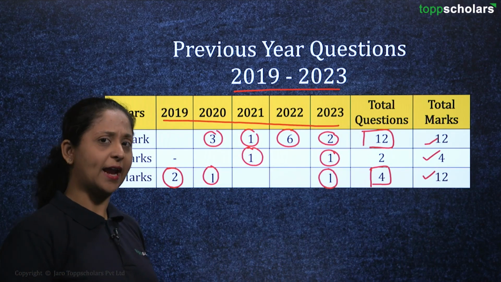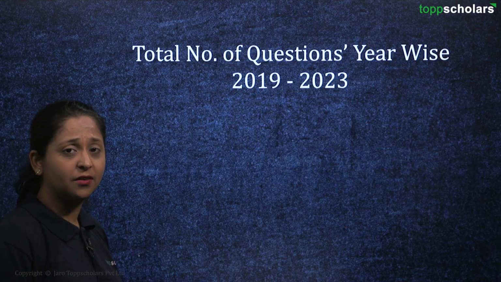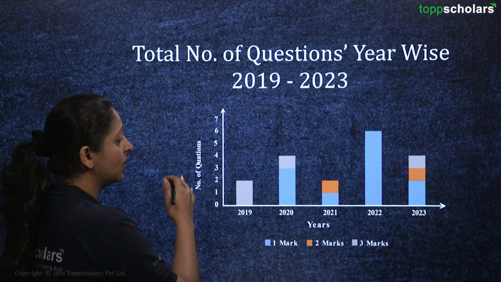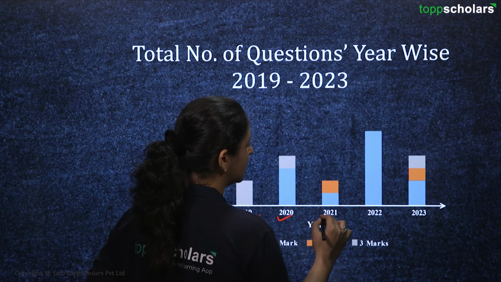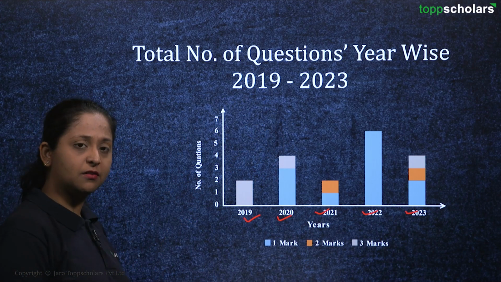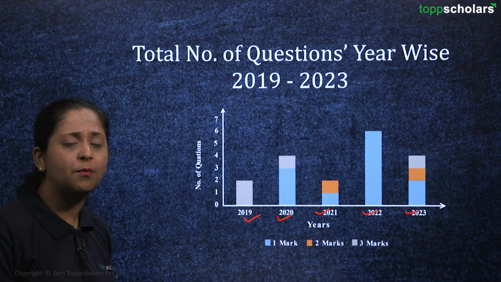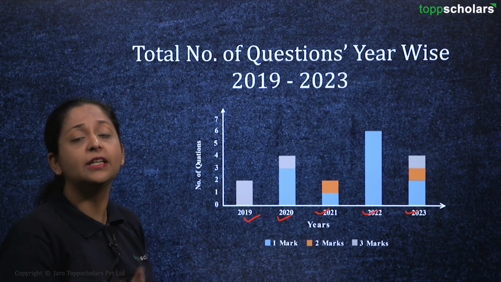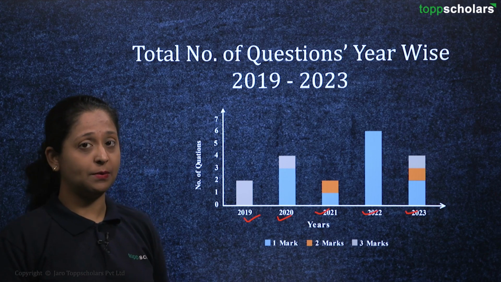This doesn't look very exciting to you, right? But look at this graph here. With this graphical representation, you can understand every year consistently there are questions coming from this topic. Every year you will be getting in some or the other form, be it a 1 marker or a 2 marker or a 3 marker question. Definitely it will be asked here.